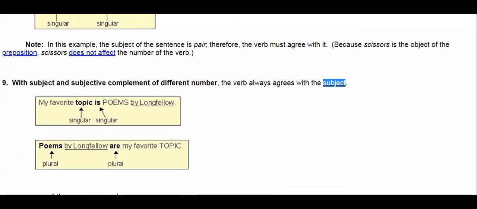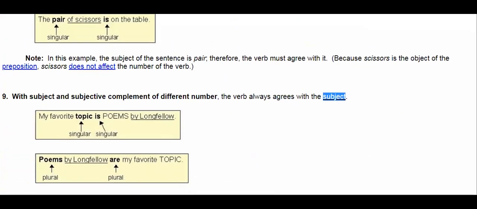So over here, this is going to be your last point. With subject and subject complement of different number, the verb always agrees with the subject. Okay. Over here it is singular, and this is the subject complement, which is in its plural form. So the verb will agree to the subject. Over here, again, your subject is plural and the subject complement is singular. So your verb will agree to the subject. Clear? All right.